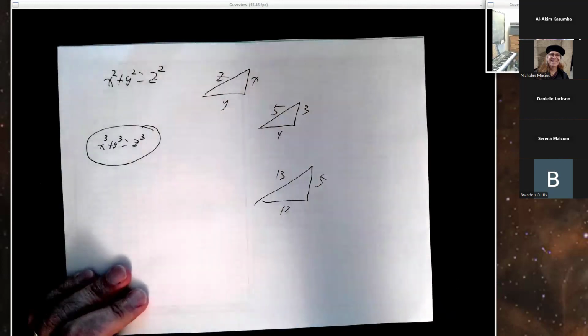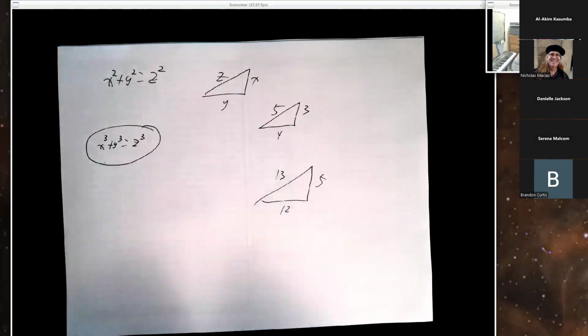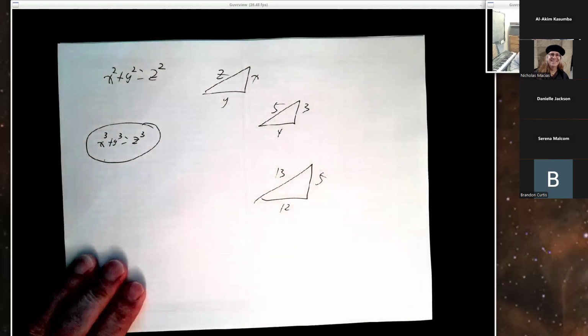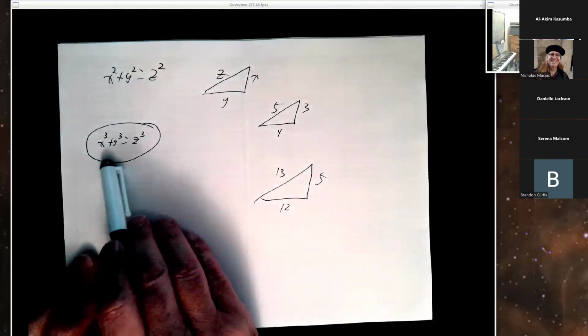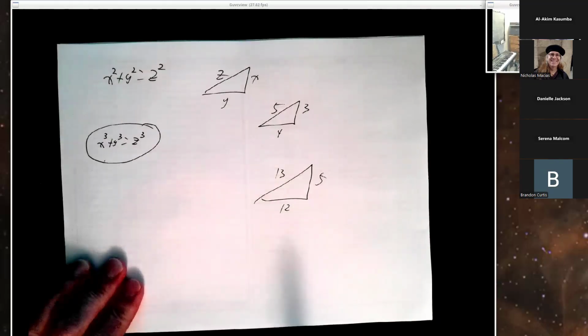Are there positive integers that satisfy this relationship? And they were not able to find any. X squared plus y squared equals z squared. There's an infinite number of solutions to that. They could not find a single solution in positive integers that satisfied the cubic version.